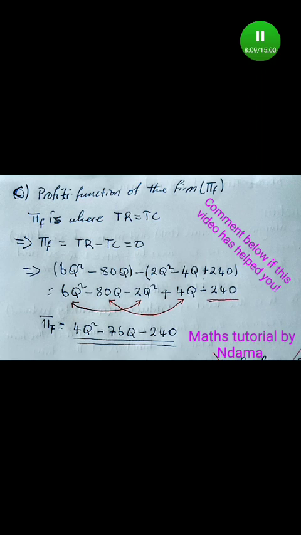So the like terms we have here are 6q squared and 2q squared. So 6q squared minus 2q squared will give us 4q squared. So we simplify it in that way. Minus 80q plus 4q is going to give us 76q, minus 240. Okay, we'll go to the last section of the question, which I will briefly explain.